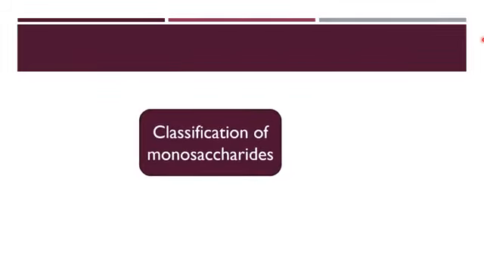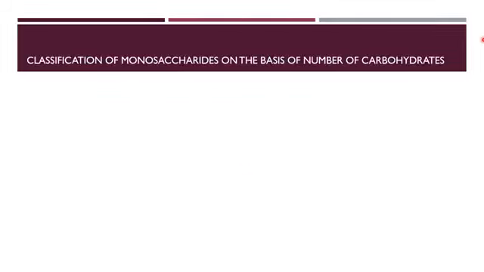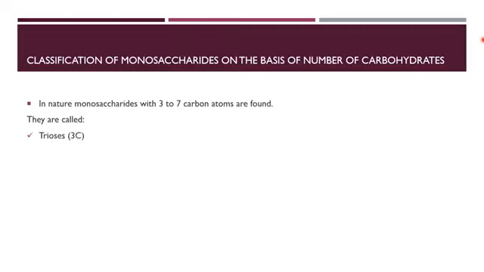Now, we'll discuss the classification of monosaccharides on the basis of the number of carbon atoms. In nature, monosaccharides have been divided into different categories on the basis of the number of carbon atoms. If there are three carbon atoms, these are trioses. If there are four carbon atoms, these are tetroses. With five carbon atoms, these are pentoses. With six carbons, these are hexoses, and with seven carbons, these are heptoses. So the range of carbon is just from 3 to 7 carbon atoms.